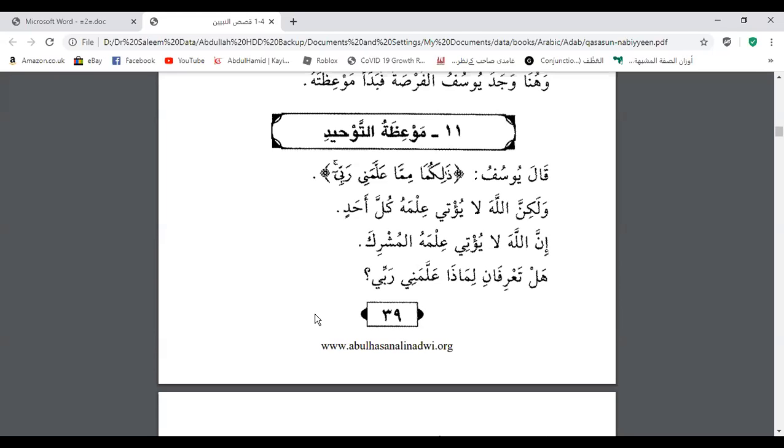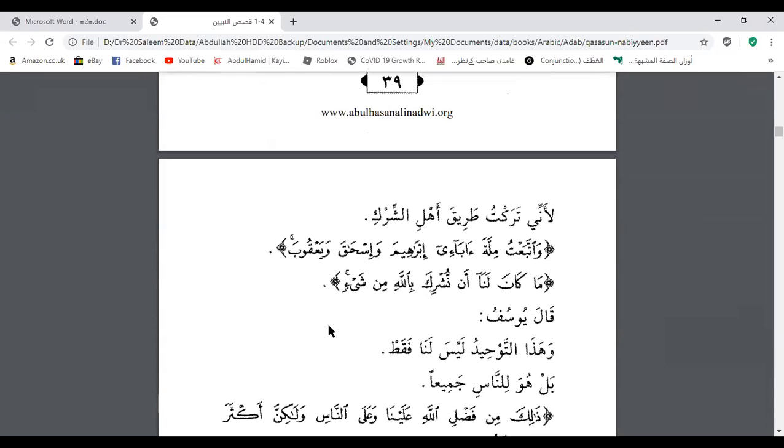هل تعرفاني لماذا علمني ربي؟ Then he said, do you know, both of you men, why my Lord taught me? لأني تركت طريق أهل الشرك. Because I abandoned the way of the people of idolatry. واتبعت ملة آبائي إبراهيم وإسحاق ويعقوب. And I followed the path of my forefathers Ibrahim and Ishaq and Yaqub, his father, great grandfather and great grandfather.